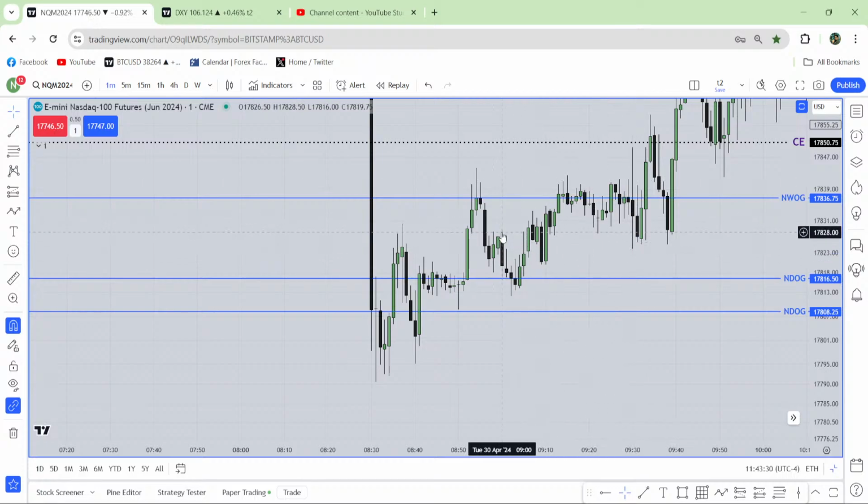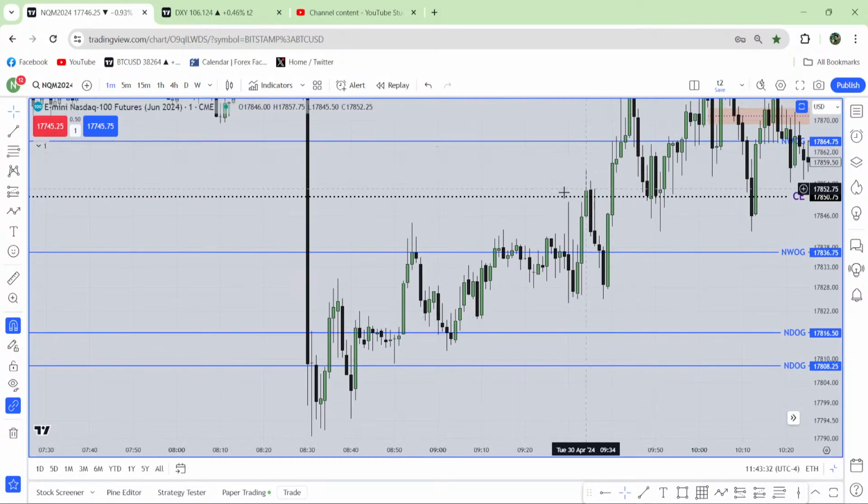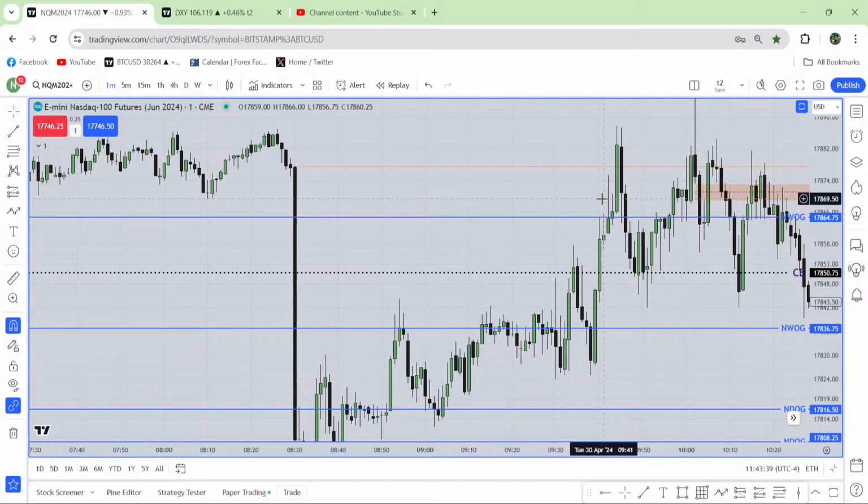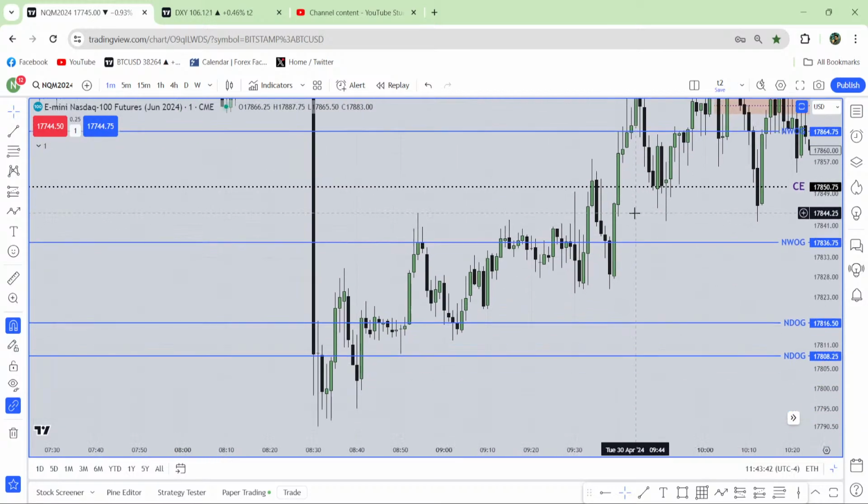The market traded this breaker block one more time, went higher. This constant encroachment from the new week opening gap was my target. So the market went a little more higher. Absolutely it's gambling. But yeah, it worked.